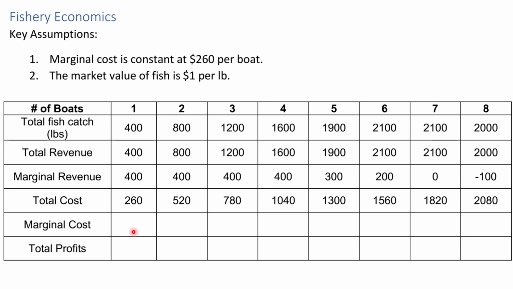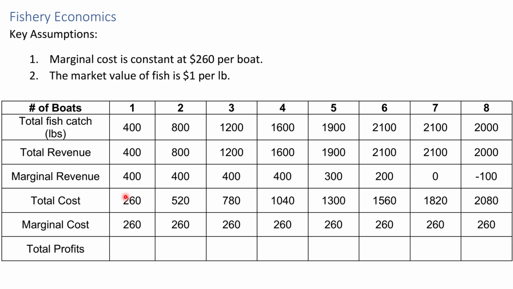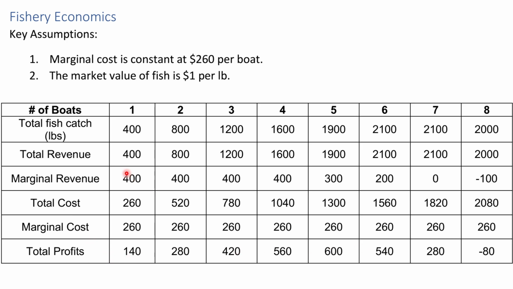Now to get marginal cost, you can find the difference between the total cost, but we don't need to do that. They're all going to be 260 because that's our assumption. Marginal cost is constant at $260. To get total profit, we just take total revenue minus total cost, and then we can get total profit here. So from here, we have everything laid out.